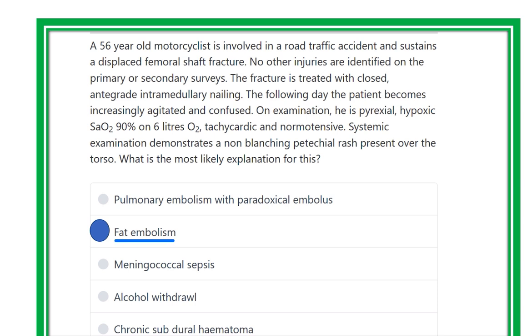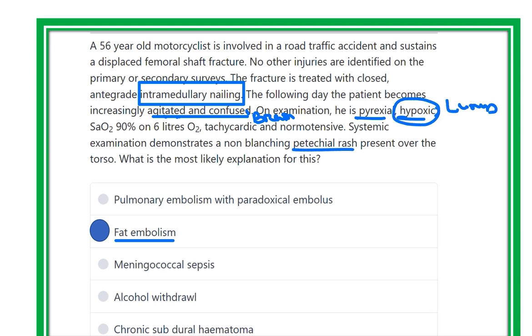Why? Because we deal with fat here when we give the intramedullary nail. Here we can see this is the intramedullary nail. With the intramedullary nail application, we actually injure the yellow bone marrow which is present in the medullary cavity. And here the clinical features: the agitation and confusion relate to the brain. Then the other examination findings are the pyrexia and hypoxia. The hypoxia is related to the lungs, and also there is the petechial rash.